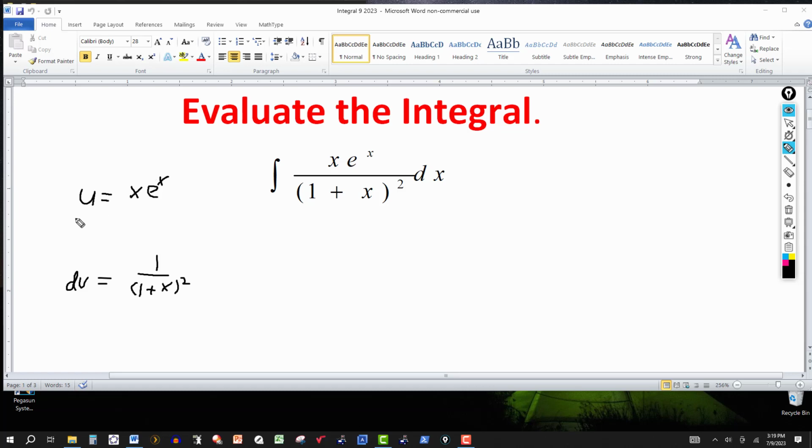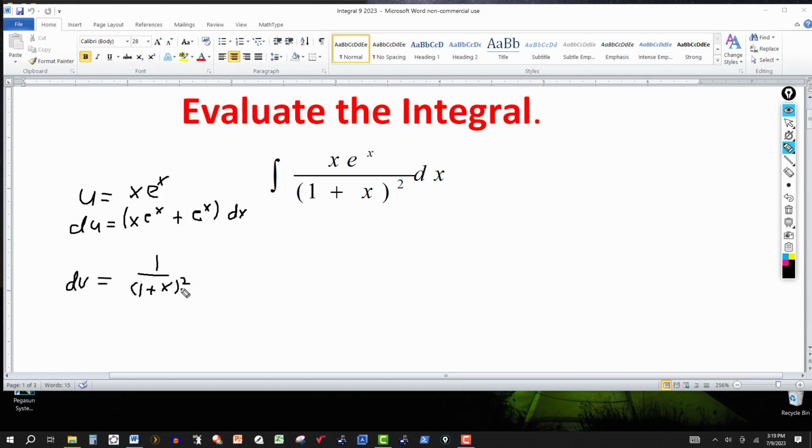So for the first one here, the derivative, I have to use the product rule. So it'll be du equal to the derivative of the right side. So say the first one takes the derivative of the first, so it's x times the derivative of e to the x will give me e to the x, plus e to the x times the derivative of x is 1, so this will be e to the x. And I'll put this in parentheses. This will be dx.